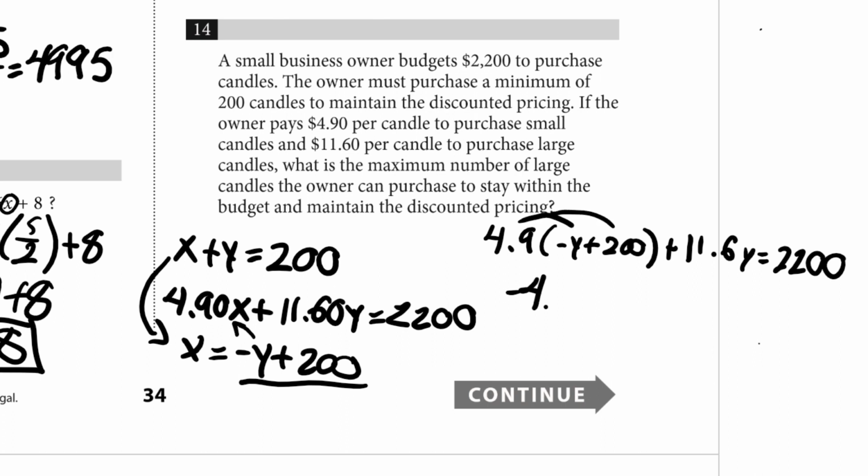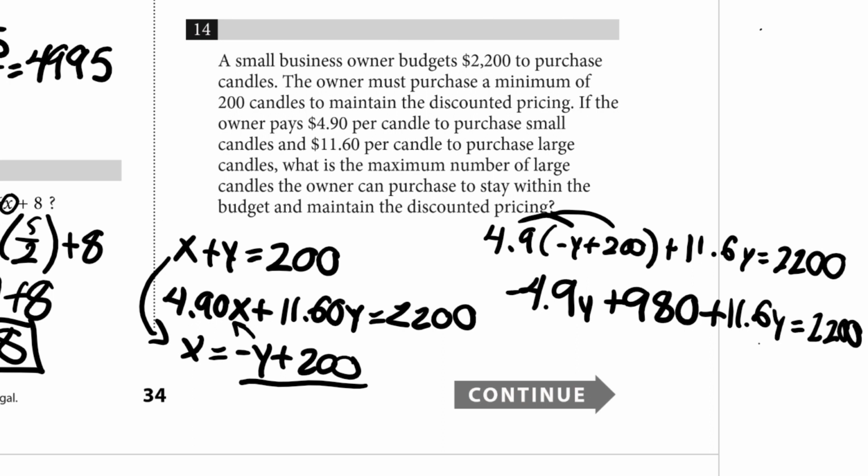This would be negative 4.9y. And then 4.9 times 200 is going to be plus 980 plus 11.6y equals 2,200. Then we're going to combine like terms. 11.6 minus 4.9 is going to be 6.7y, and that's going to be equal to 2,200 minus 980, which is 1,220.